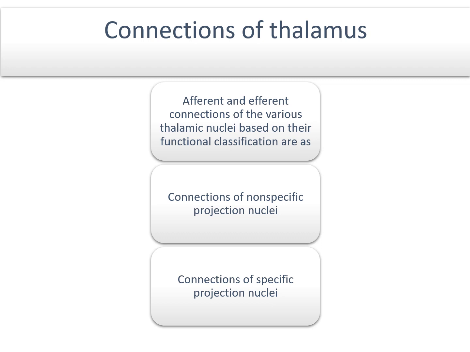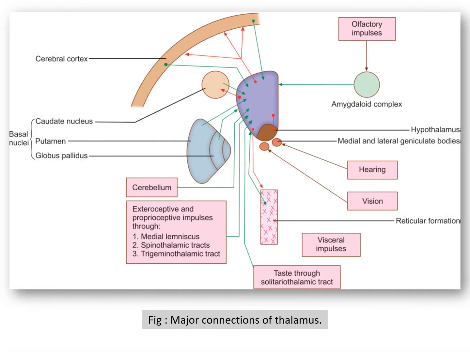Now, connections of the thalamus. So, the afferent and efferent connections of the various thalamic nuclei based on their functional classification: connections of non-specific projection nuclei and connections of specific projection nuclei. So, these are the major connections of the thalamus. These are the basal nuclei that include the caudate nucleus, putamen and globus pallidus. This one is the cerebral cortex. So, these are the major connections of the thalamus.